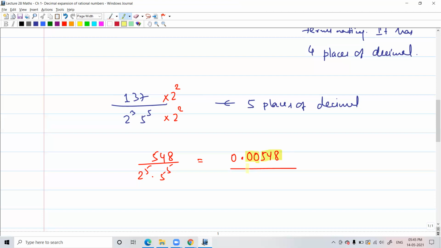You had to add 2 more 0s to make sure that it gets 5 places of decimal. And don't forget to multiply this 2 to the power 2 to make both equal to the same power. So 3 is there, you have to add 2 more. That's why we did 2 to the power 2 multiplication. Is it clear, guys?